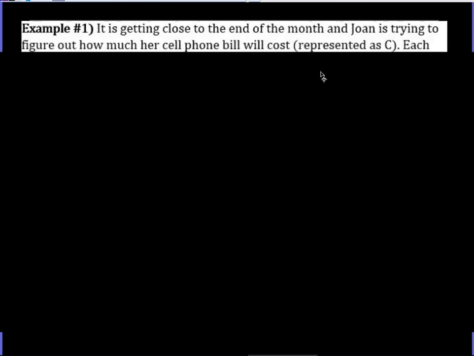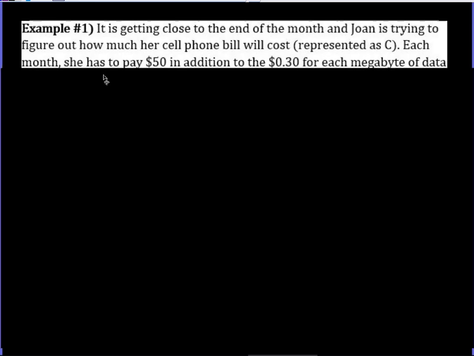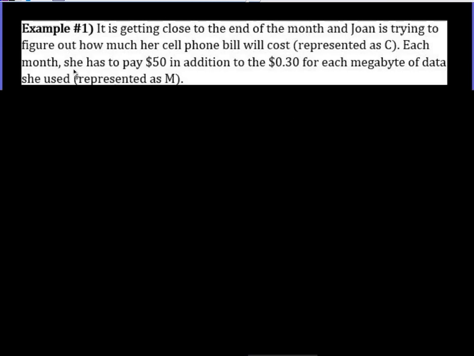All right, so the first example. It says, it is getting close to the end of the month, and Joan is trying to figure out how much her cell phone bill will cost, represented as C. Each month, she has to pay $50 in addition to the 30 cents for each megabyte of data she used, represented as M. So you read through it once, you read through it again to yourself to think, okay, this is what I'm trying to set up.